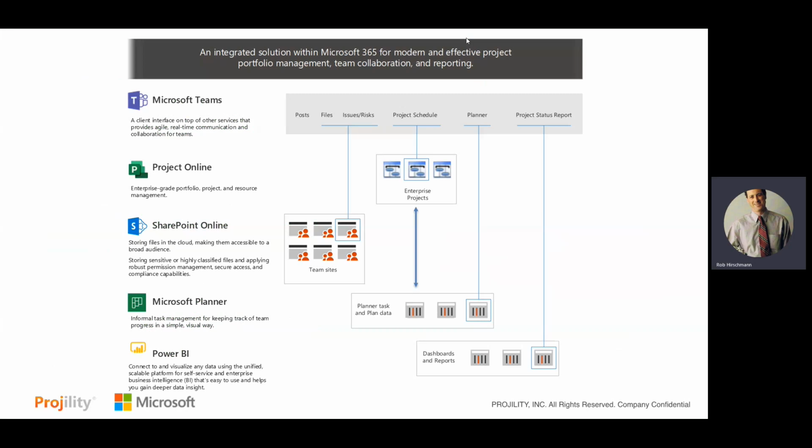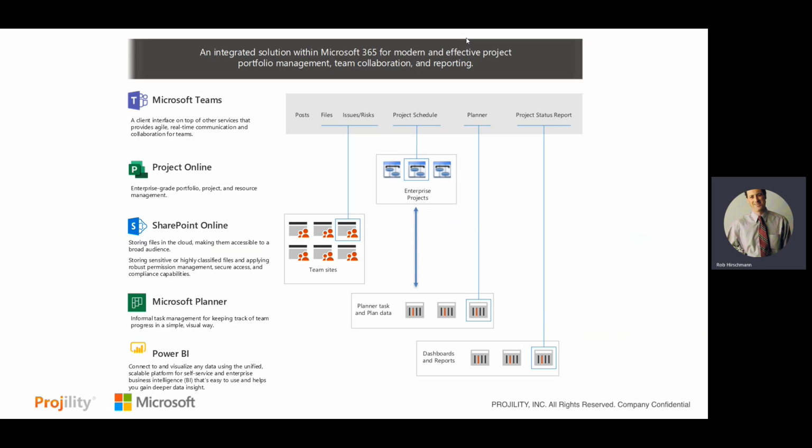So what we offer actually is a solution that integrates these different components. You'll see in the architecture here at the top, you have Microsoft Teams. And think of Microsoft Teams as the user interface or the collaborative layer that's going to provide access to information that's going on behind the scenes across your projects, programs, and resources. You'll see we've got different components. You've got posts, which are native to Teams. You've got files, issues, and risks, which are part of a standard Project Online environment.